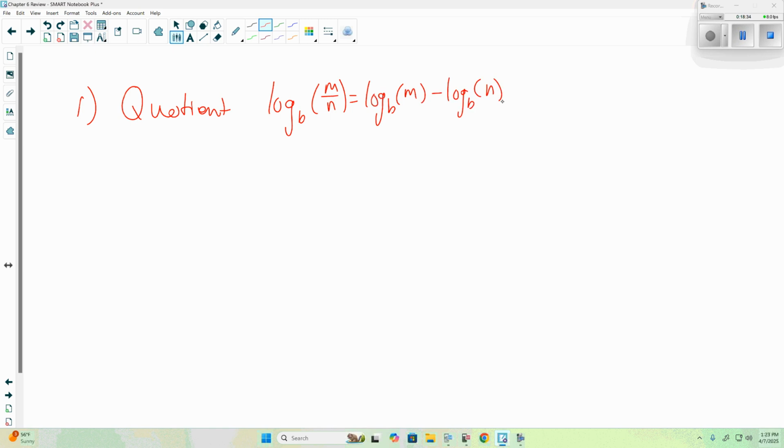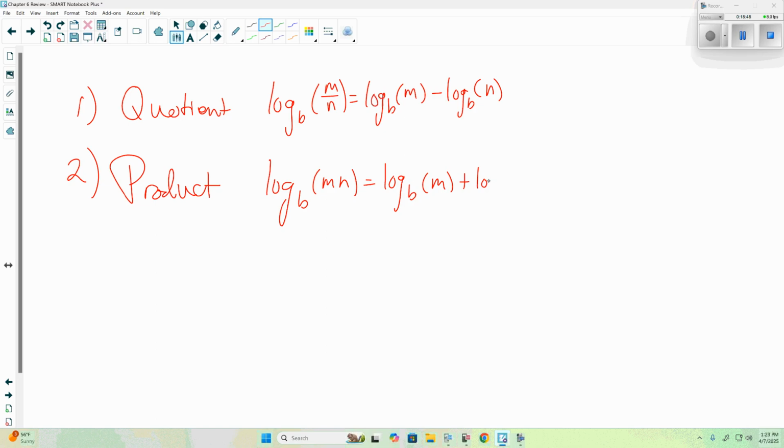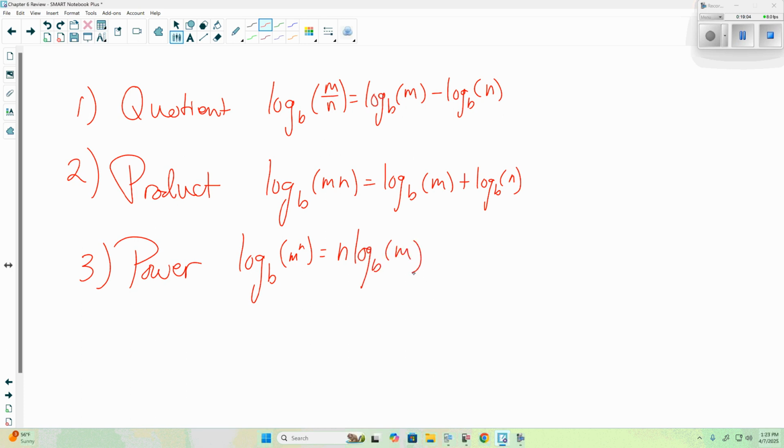Our second step is product. Log base b of m times n is equal to log base b of m plus log base b of n. And the last step is power, simplifying our powers. Because log base b of m to the n is equal to n times log base b of m. And we want to expand this out. Quotient, product, power.